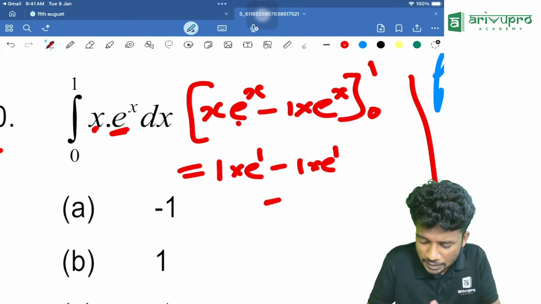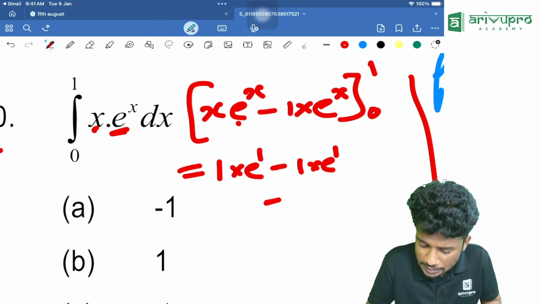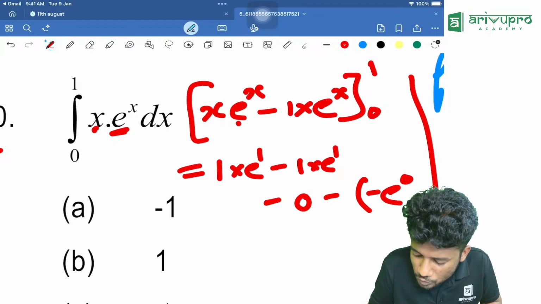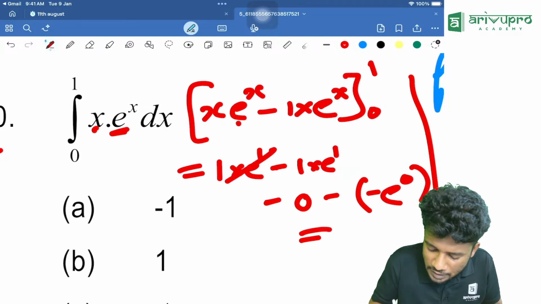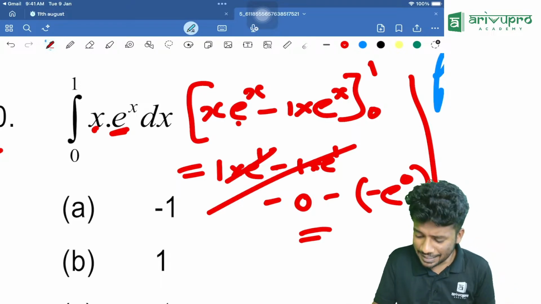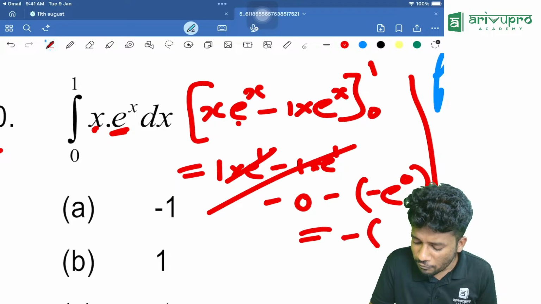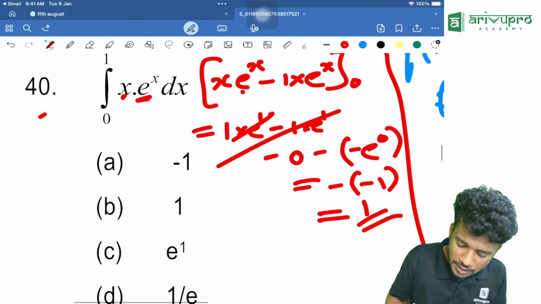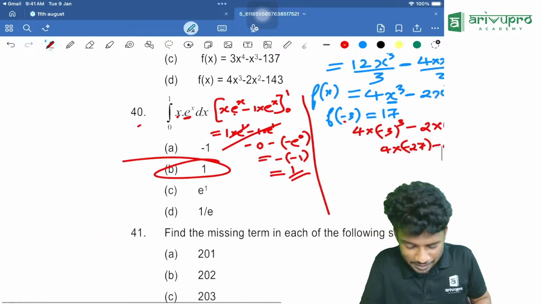Now we are going to apply the second limit, or the lower limit. That is 0 minus of minus e raised to 0. This and this will get cancelled. 0 is anyway 0. Minus of minus e raised to 0 is how much? Minus of minus 1, which is equal to 1. Option B is your answer.